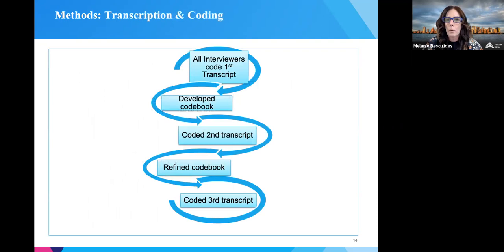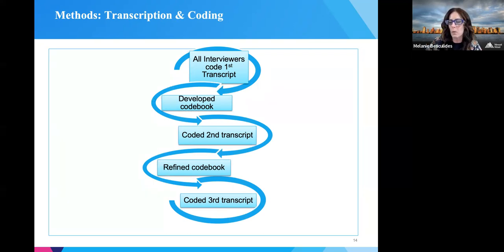So I don't know the background of everybody on the call, so I'm just going to go through this qualitative process of what we did. Once all of the interviews were recorded with permission of the registered dietitians, we had them transcribed. We used Temi online software to transcribe them. And then we did our coding using NVivo, which is a standard qualitative software.